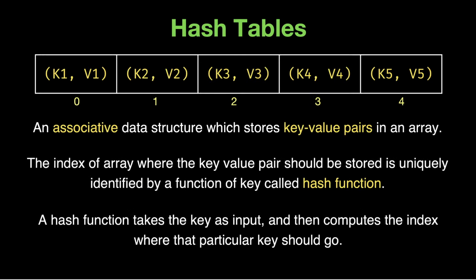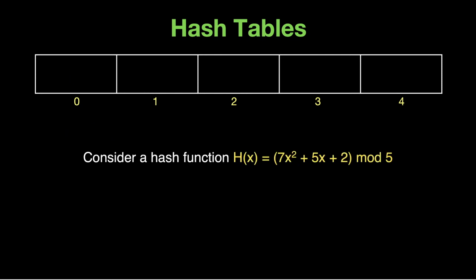Where I was, in hash table. So hash tables are associative data structures that store key value pairs, and the index of the array where the key values should be stored is uniquely identified by a function that is called the hash function. The hash function will take the key as input, perform some operations on that key, and compute the index of where that key should go in the hash table, right? So let's see an example. Suppose we have a hash function h(x) equals 7x squared plus 5x plus 2.